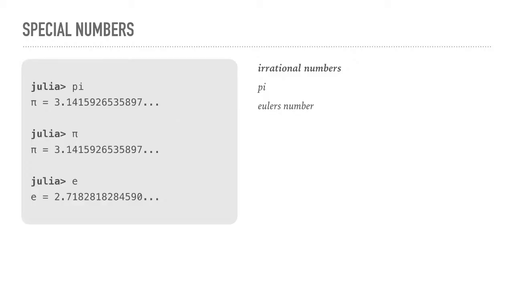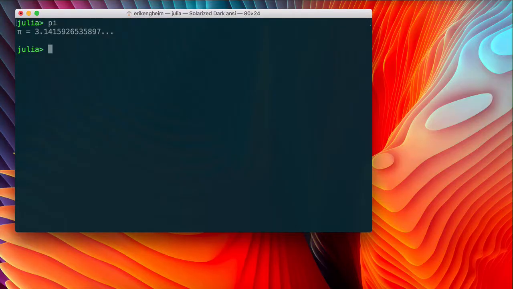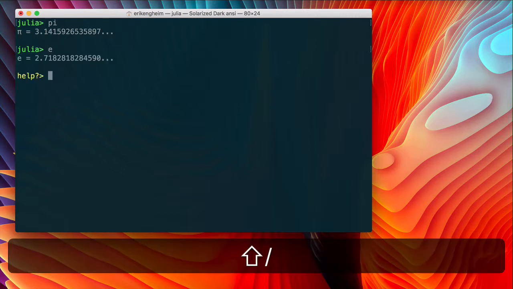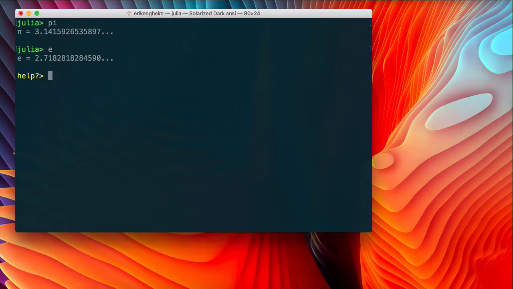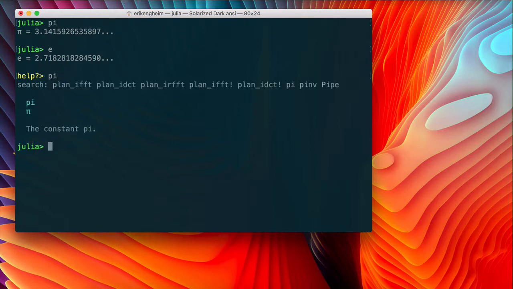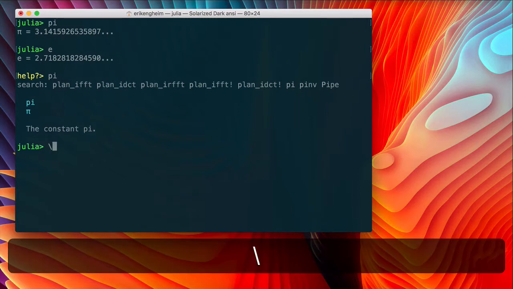Any good calculator usually has some built-in special numbers like pi and the Euler number. If I hit shift and select, which gives me the question mark, I can get the online help system where I can ask, for instance, what is pi? And you can see here that you can actually write pi in 2 different ways. I can also use the Unicode version of pi. And Julia has a shorthand for doing that. I write a backslash and the name of the character I want, and I hit the tab, and this gives me the pi symbol.